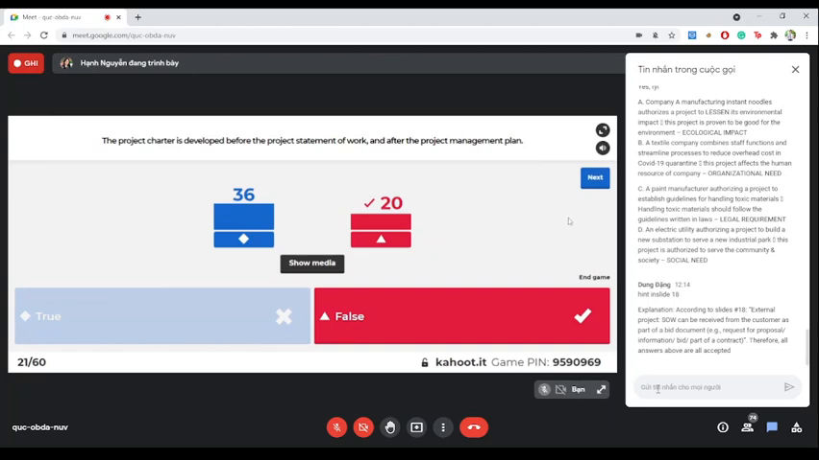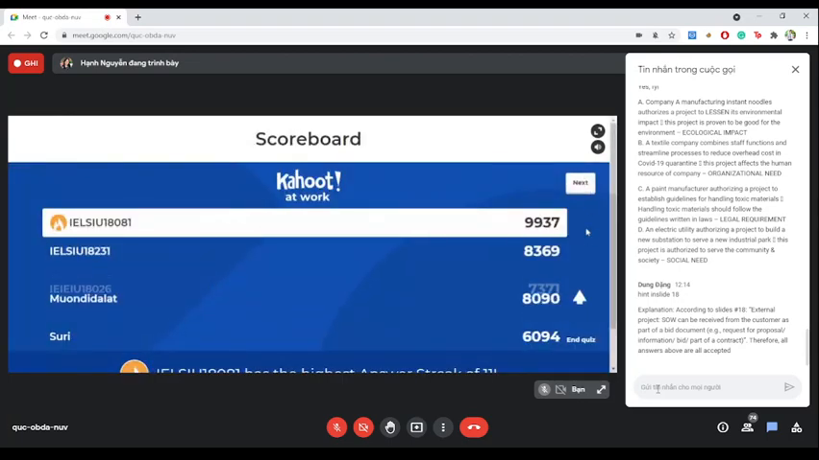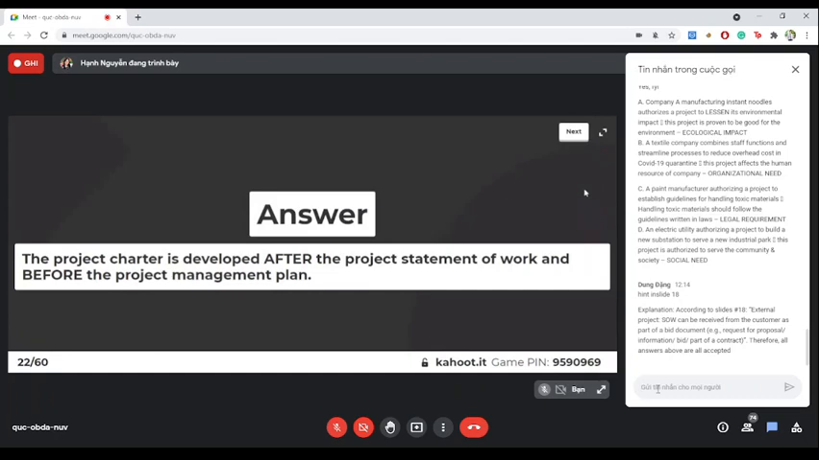The answer for this question is false. So who can correct this sentence? Please raise your hand so you can get a bonus. It's very easy. Okay, yes, Quang Minh. The correct sequence is that the project charter is developed after the project management statement of work and before the project management plan. Yes, perfect. Okay, thank you. I hope that you will remember this carefully. Now, next, please.